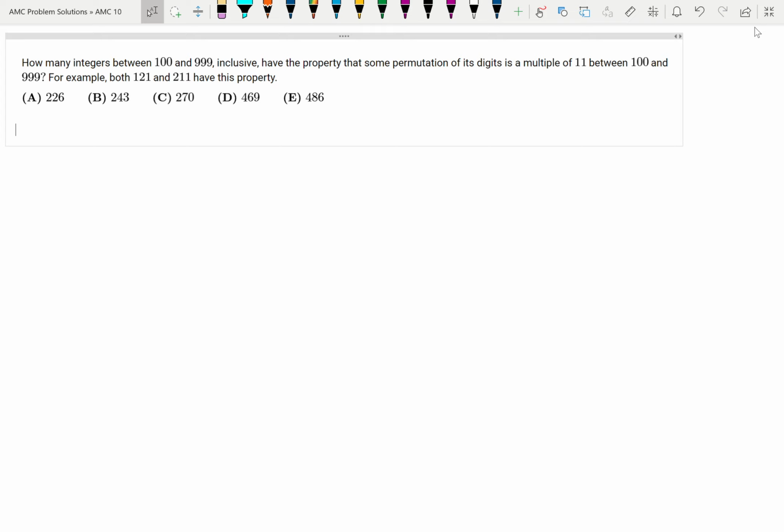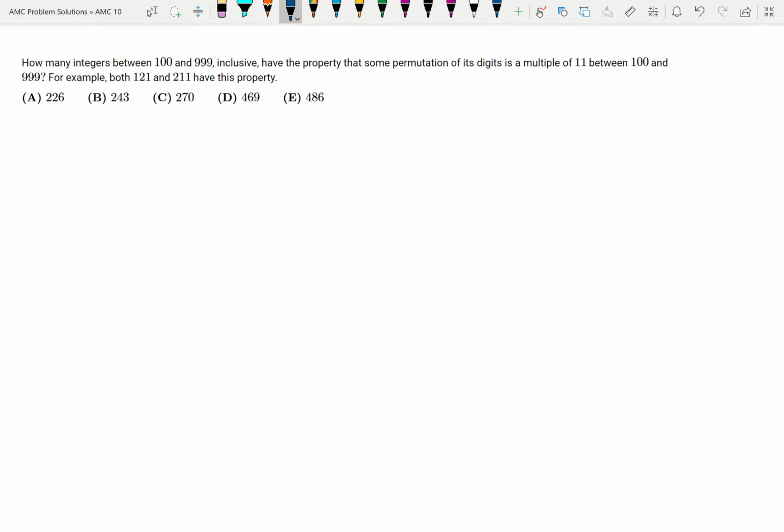How many integers between 100 and 999 inclusive have the property that some permutation of its digits is a multiple of 11 between 100 and 999? For example, both 121 and 211 have this property.